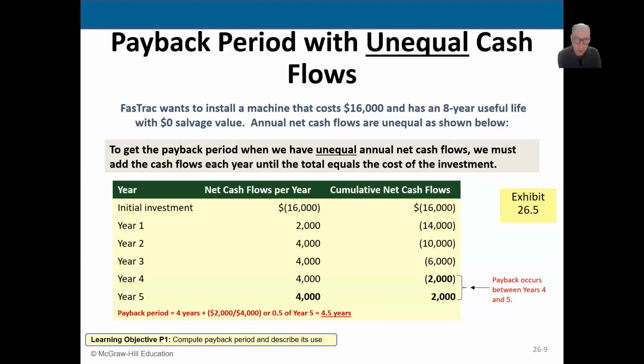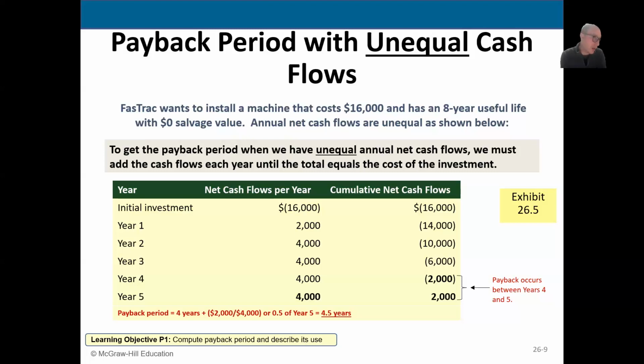How do I know? At the end of year 4, my cumulative net cash flow was minus $2,000. At the end of year 5, my cumulative net cash flow is expected to be positive $2,000. That clearly tells me that the point where it reached 0 happened between years 4 and 5. If I figure it out mathematically, I know that it happened at 4.5 years, so in June of year 5. That's how it works on uneven or unequal cash flows.